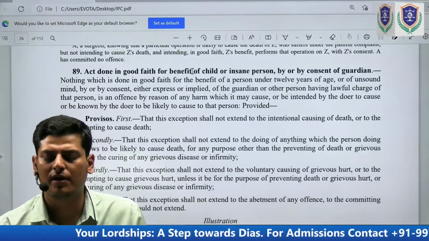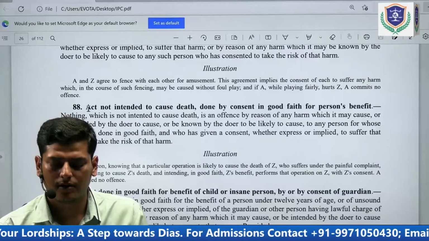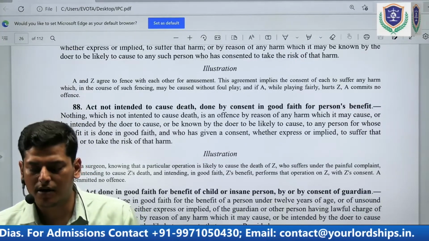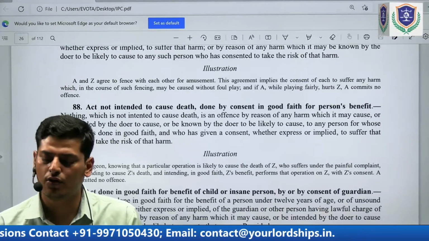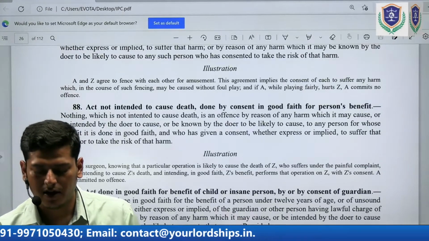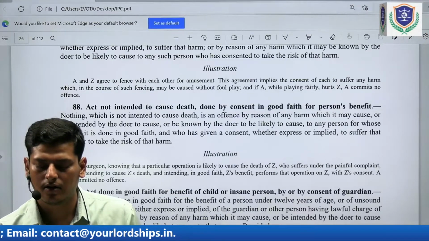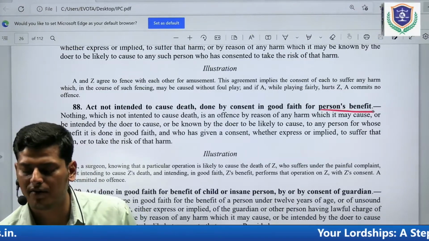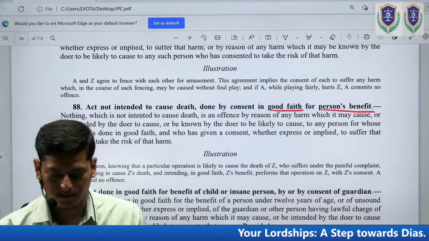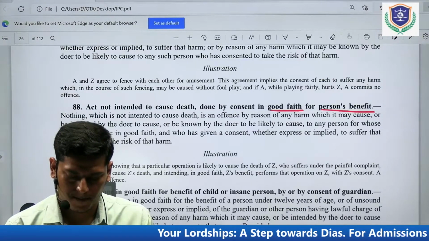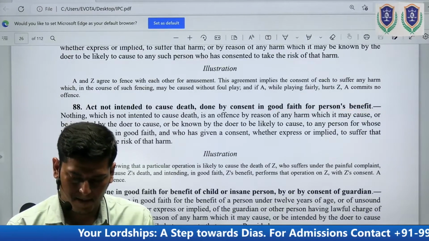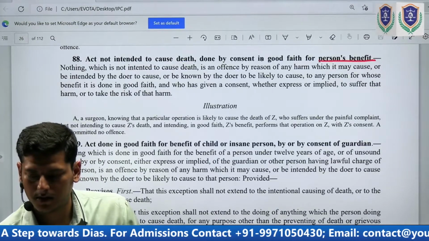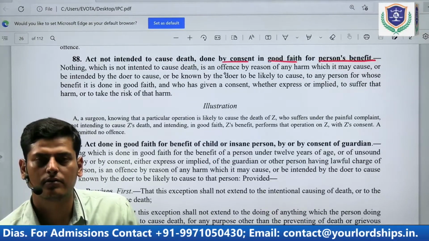Act done in good faith for the benefit of a person. Section 88 we will deal with first: act not intended to cause death, done by consent in good faith for a person's benefit. So here the act is done for the person's benefit, and it is done in good faith. It is done with the consent of the person himself.